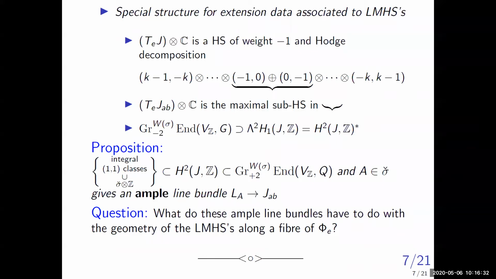So when you have a limiting mixed Hodge structure with a cone, then you get ample line bundles over a part of the extension data corresponding to what sits right in the middle when you take the Hodge decomposition of the tangent space to the level 1.